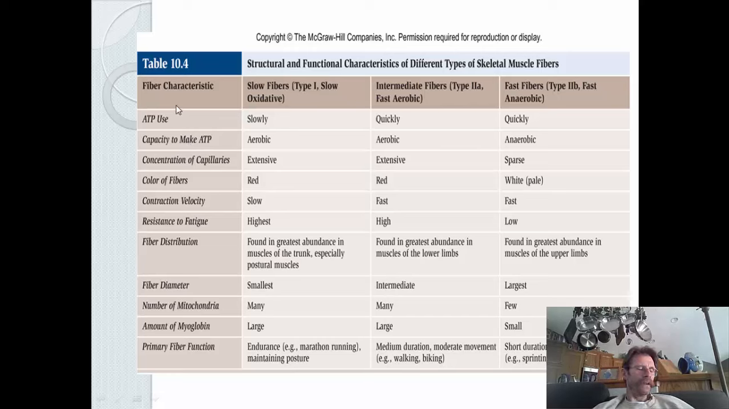Now let's go down and take a look, and you will also need to know the color of the fibers. Yes, colors are always good. And this is what they actually look like under a microscope. The slow fibers look redder. Well, why do they look redder? They're more oxidative. We'll find out later that the oxygen is in the hemoglobin of red blood cells. So there are more red blood cells that will be working with these fibers. Hence, they're red.